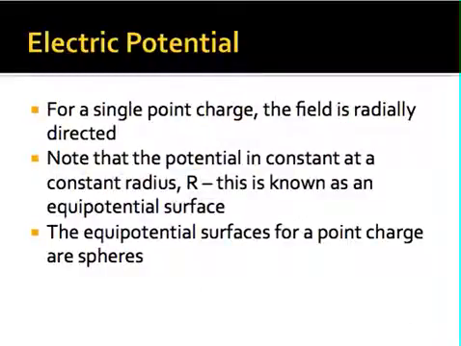So for a single point charge, the field is radially directed, and there's something that we can define known as equipotential surfaces. Equipotential surfaces would be surfaces in 3 dimensions that, as a general rule, all have the same potential. So if you have a point charge and the field is directed radially, the surfaces of equal potential end up being spheres with the point charge at the center.